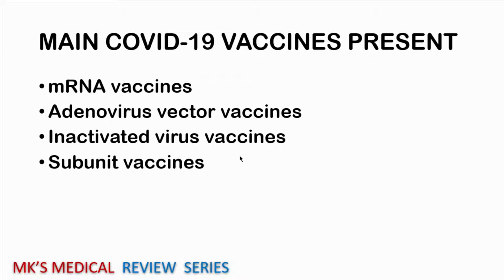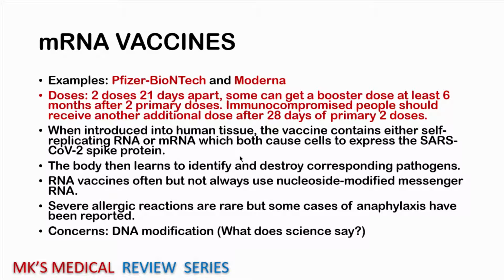So the main vaccines against COVID that are present include mRNA vaccines, which are being used worldwide, and adenovirus vector vaccines, which are also largely used in different countries. And then, of course, we have inactivated virus vaccines. We also have subunit vaccines. So we'll start with the mRNA vaccine.